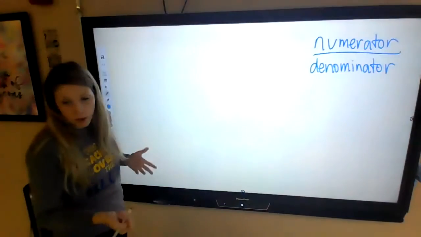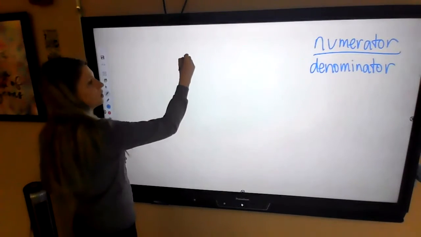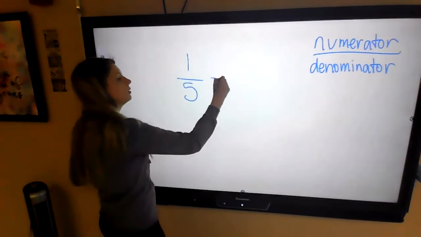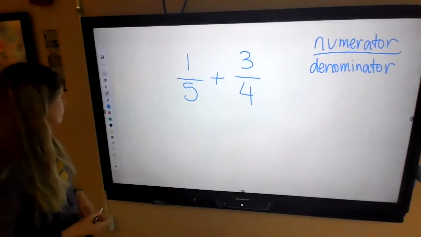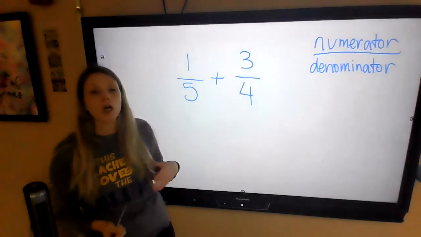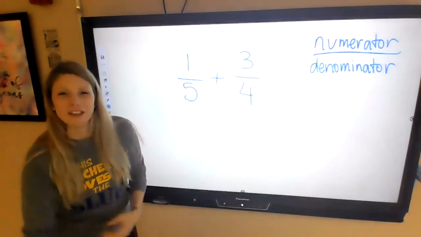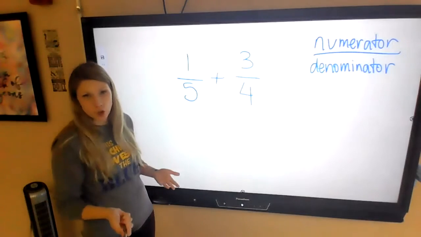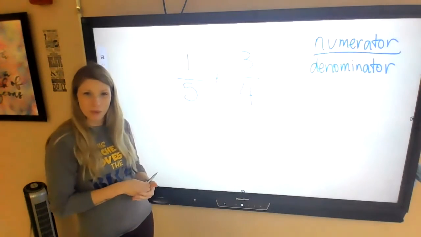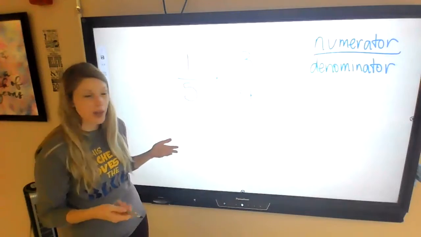So let's start with, say we have 1 over 5 plus 3 over 4. So what we have to look at first is 5 and 4. What number do they have in common? The easy way to do that is to say, well, what is 5 times 4? 5 times 4 is 20. Therefore, they have to have that number in common. Sometimes they'll have a number smaller than that in common, and that's okay.